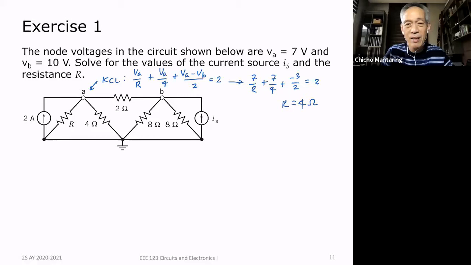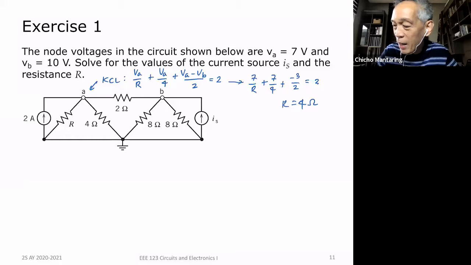Okay. Iniba na raw niya. No? Yeah, that's right. Kita ko na. Okay. So what is IS? IS is also equal to 4 amperes. Okay? So, paano kukunin yung IS? IS naman, you do KCL at B.